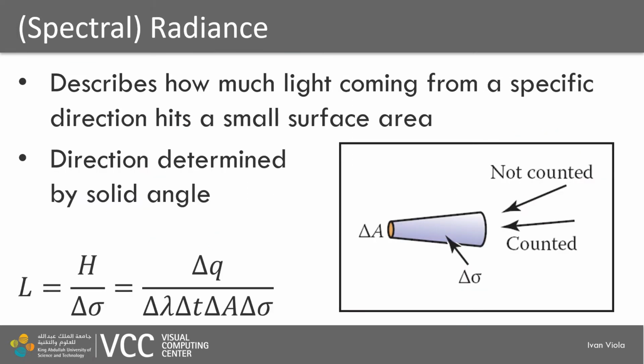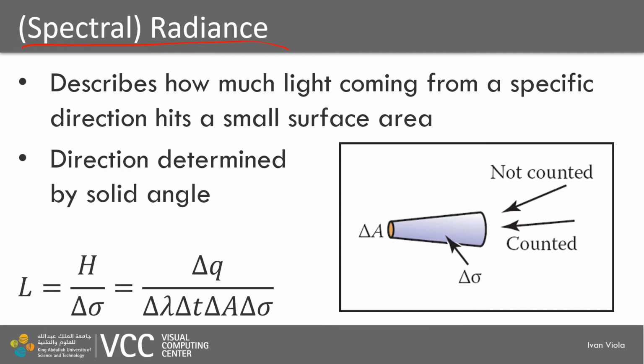Now let's have a look at the central quantity of radiometry. It will be the spectral radiance, and the reason why it is a central measure is because through this measure, which we can actually measure with physical devices, we can derive all the other quantities.